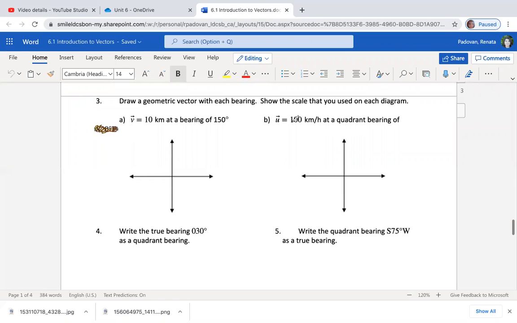And so this B is vector U at 100 kilometers per hour at a quadrant bearing of, again, south 20 degrees east, just to separate those to make sure that that is not part of this question at all. So I have to label it as vector V. I don't have any variables given to me. I know that it's 10 kilometers, so I could start with a scale because I've already kind of played around with something 10 kilometers in length.